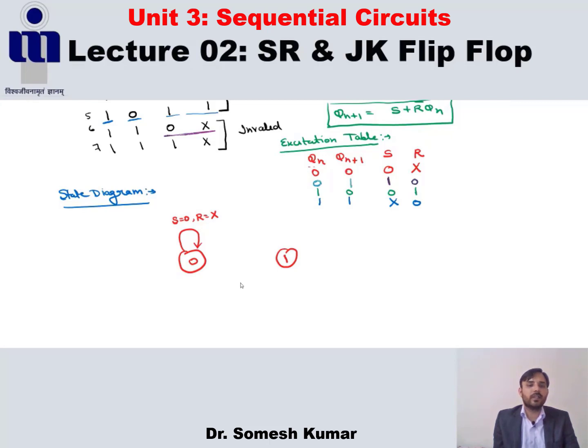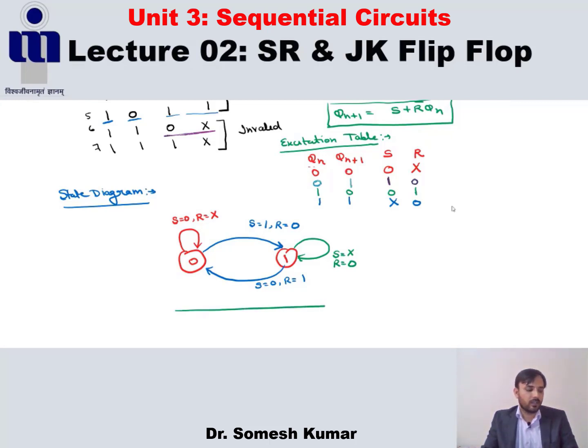So next, the present state is 0 and the next state is 1. This happens when S is 1 and R is 0. Fine. So next, if the present state is 1 and the next state is 0, in which case does this happen? This happens when S is 0 and R is 1. Fine. So next, if the present state is 1 and the next state is also 1, this happens when S is don't care and R is 0. So this is basically the state diagram of the SR flip-flop.